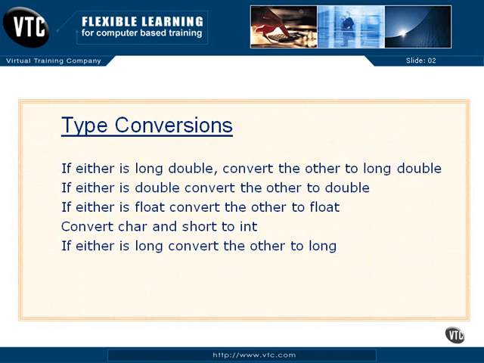Here are the general rules, and this is straight from K&R. If either operand on either side of the operator is a long double, then the other one will be converted to long double. If either is a simple double without the long extension, then convert the other to double. If either is float, convert the other one to float. Then characters and shorts will be promoted to integers if one is an int and the other is not. If either operand is a long, then you need to convert the other to a long to do the math properly. So that's a simple rule of thumb there. And again, you can find that in K&R.